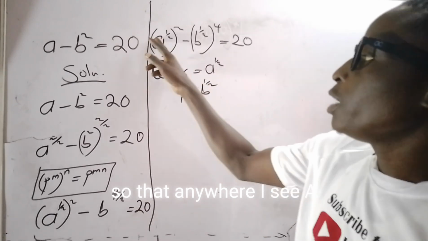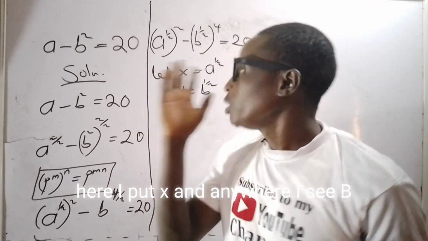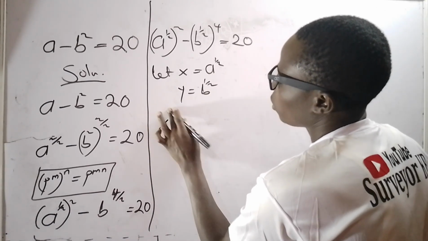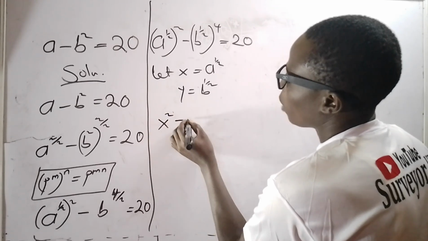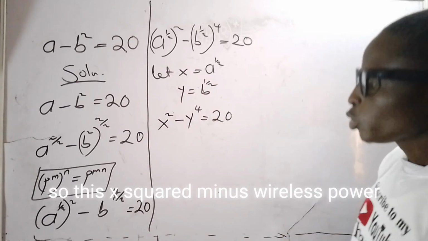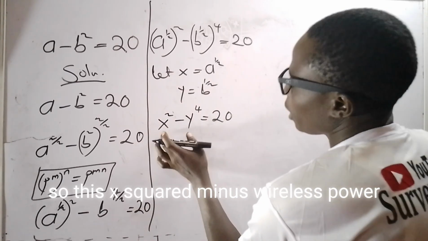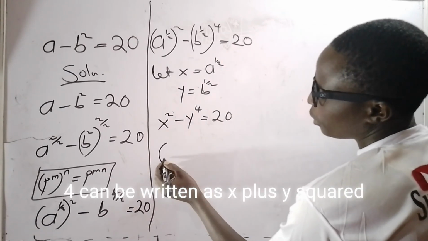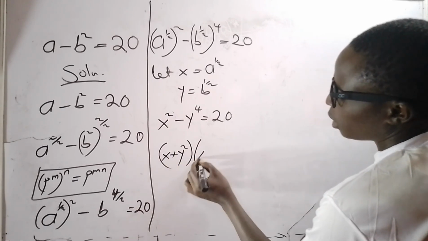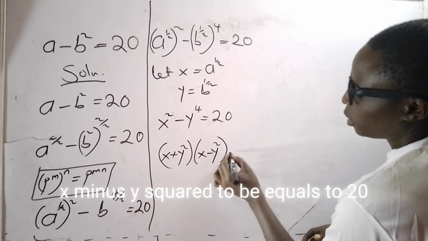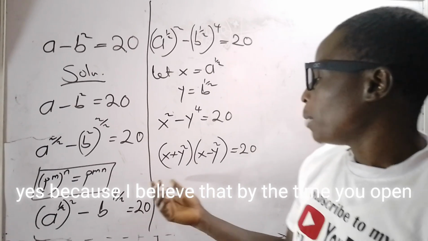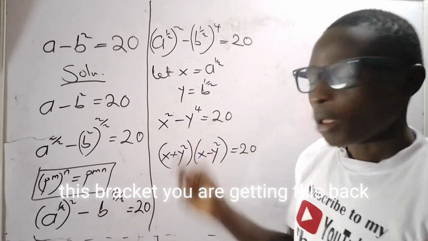So that anywhere I see a here, I put x, and anywhere I see b in this equation, I put y. So I have x squared minus y raised to the power of 4 is now equal to 20. This can be written as (x plus y) squared times (x minus y) squared equals 20. Yes, because I believe that by the time you open this bracket, you get this back.